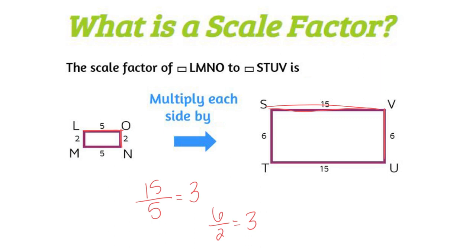If you can't figure it out, you would just divide to find the ratio. So the scale factor is 3 because we multiply each side by 3 to get from rectangle LONM to rectangle SVUT.